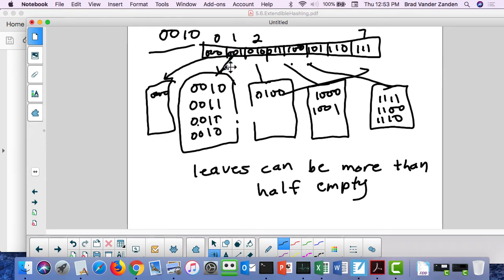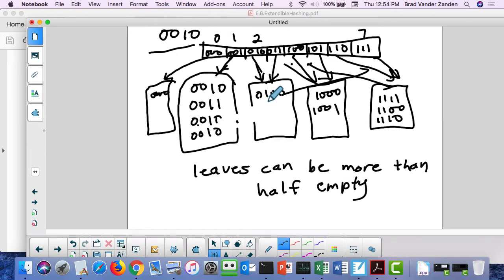001 points to here. Now for the remaining ones, they still are only using the leading 2 bits. So 010 still points to this one, and 011 still points to this leaf because both the 010 and the 011 entries still go to it. Same thing for the 100 and the 101, they both go here. 110 and 111 both go here. So when we doubled the size of the directory, it only mattered for the leaf that split. So it's now using 3 bits. The other 3 leaves are still only using 2 bits.